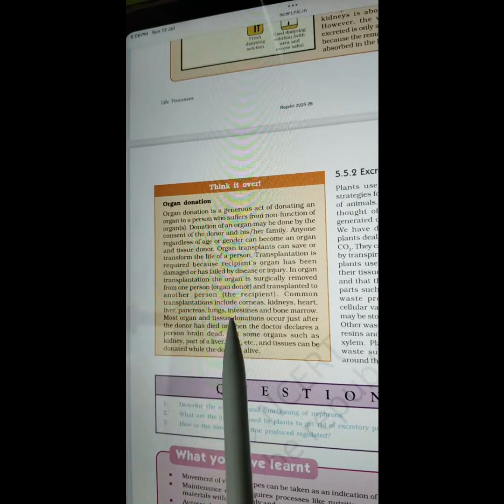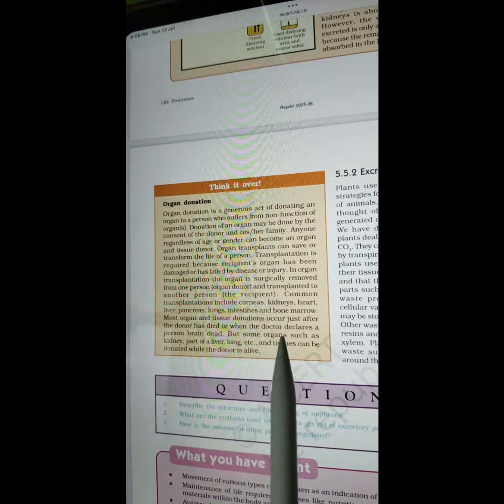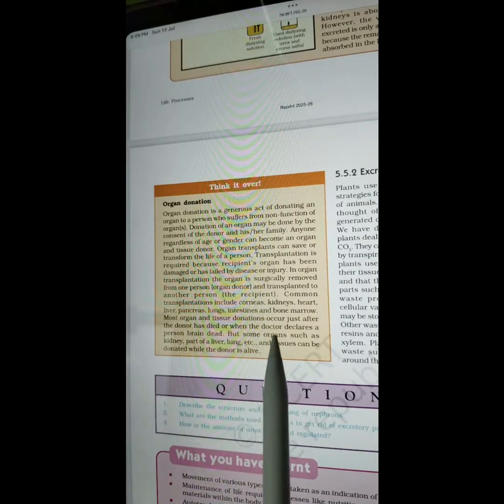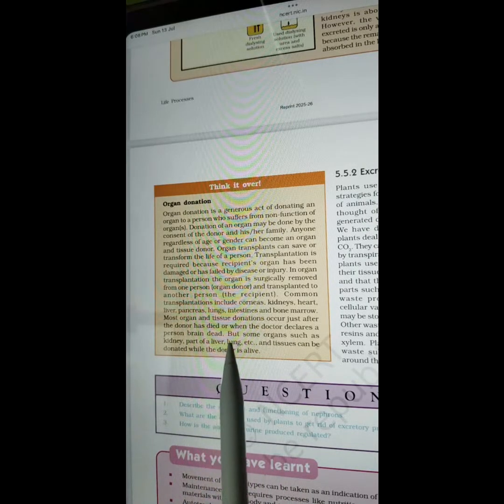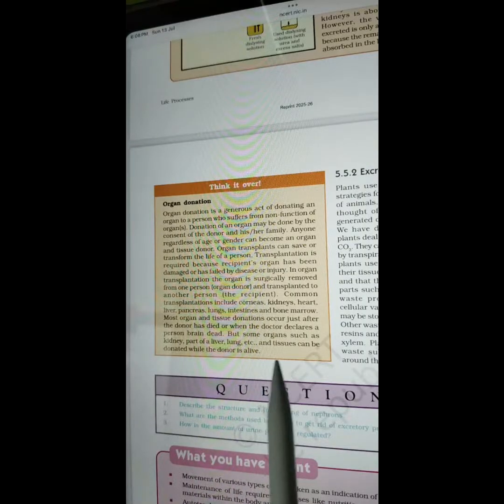Common transplantations include corneas, kidney, heart, liver, pancreas, lungs, intestines, and even bone marrow. Most organ and tissue donations occur just after the donor has died or when the doctor declares that the person is brain dead. But some organs, such as kidney, part of liver, lung, etc., and tissues, can be donated even when the donor is alive. So, all these situations are required to be learned. They can always be a part of a competency or HOTS question.